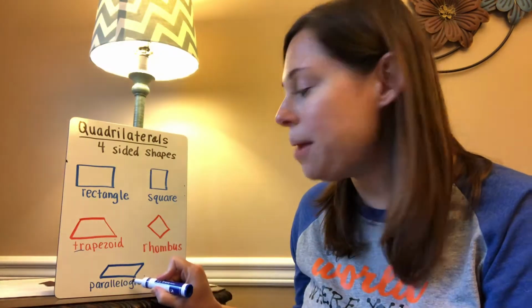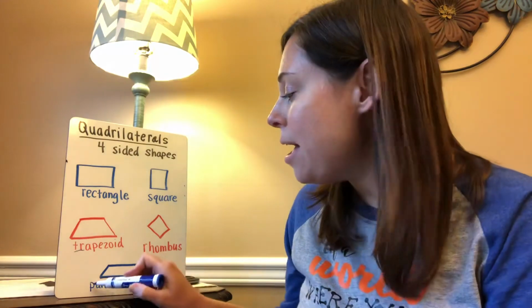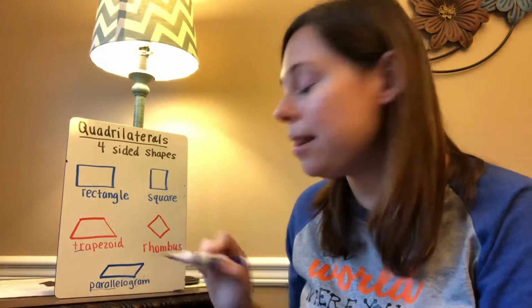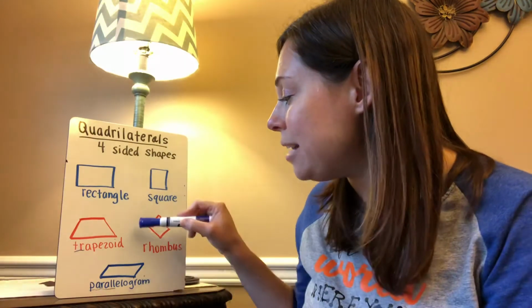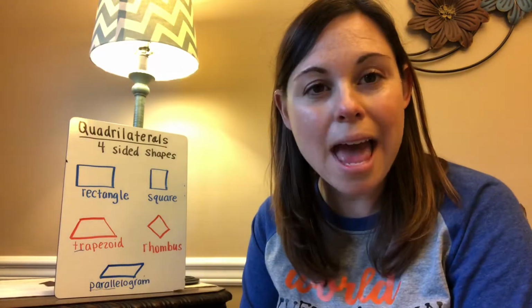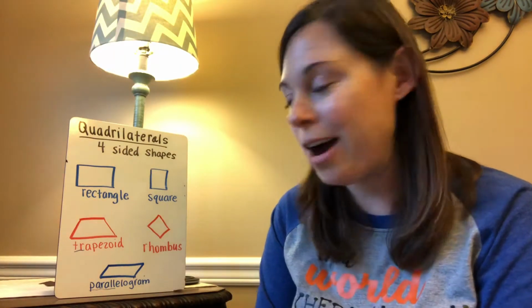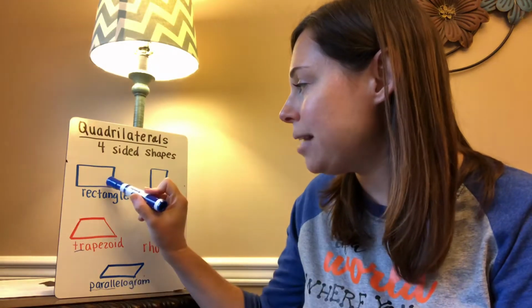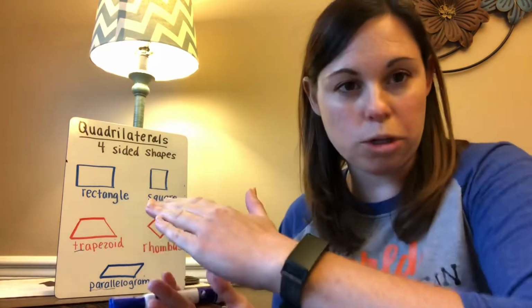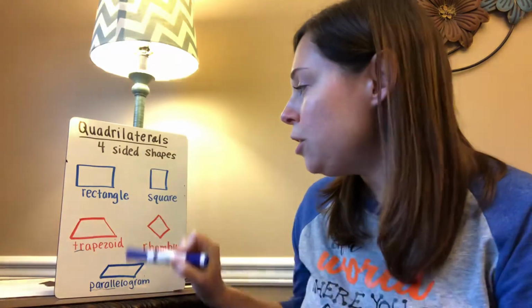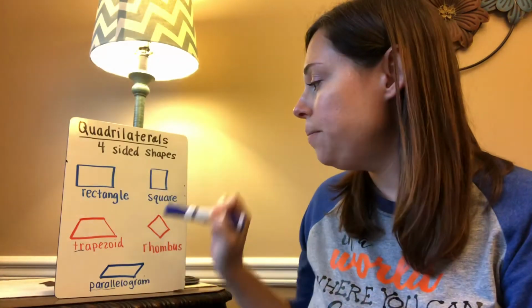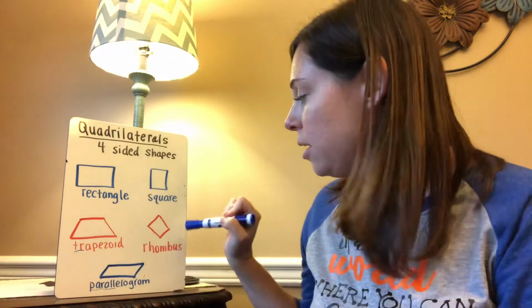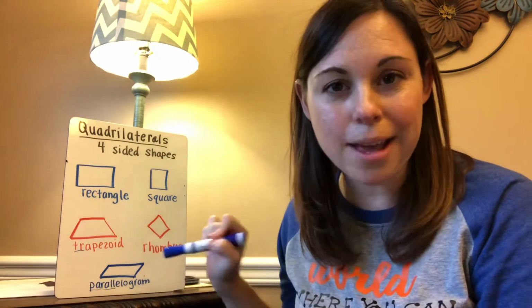And the bottom shape is a parallelogram. I can see the word parallel in the word parallelogram, and it just means that two sets have parallel sides that never ever cross. To me, a parallelogram looks like a rectangle that's been squished a little bit. So those are all of our quadrilaterals: rectangle, square, trapezoid, rhombus, and parallelogram.